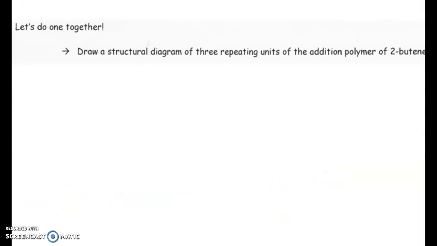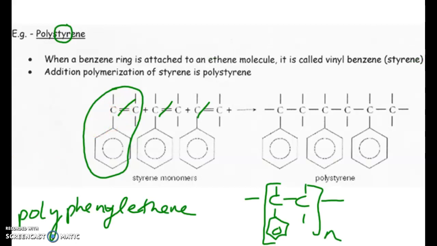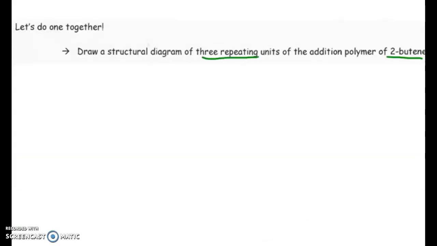Okay, so I'm going to give you one that we'll draw together. But then I'll have you do one on your own. So we're going to show 3 repeating units with an addition polymer of 2-butene. Okay, so the method of drawing this is going to be important here. What we've looked at so far have only been ethenes, right? Only 2 carbons. We now have something with 4 carbons in it.